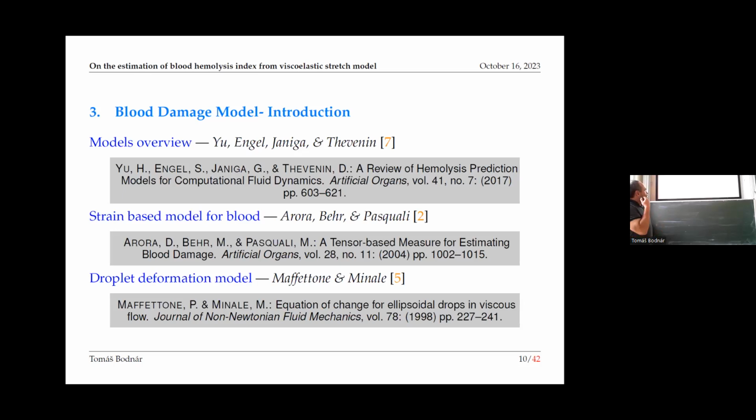Here I'm mentioning three different papers on blood damage. These are the main papers that I was using when trying to understand this kind of problem.